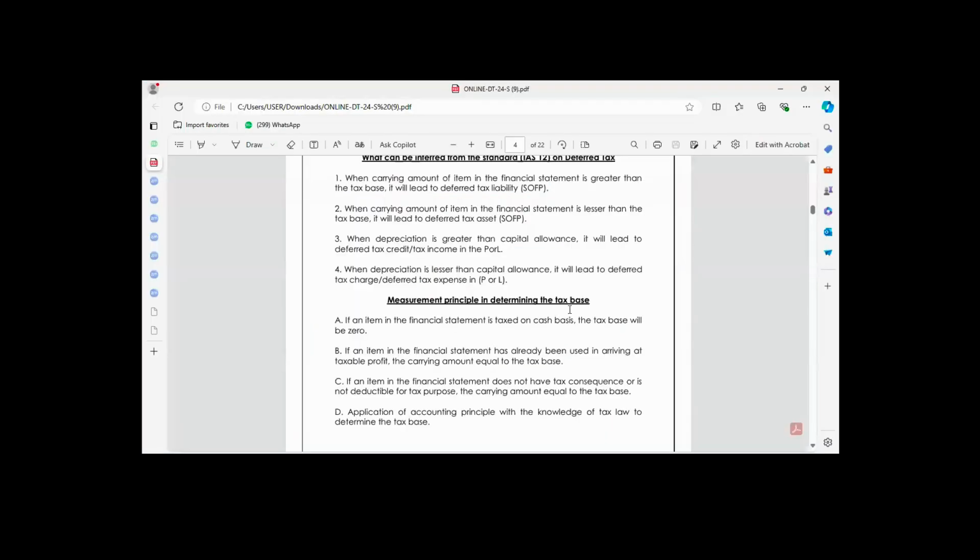Look here. Measurement principles in determining the tax base. This is what you will use. This is another way. I told you it's only 6 ways they can test you on the factors for your exam at this level. Number 1 way, they will say they bought an asset. They will give you rate of depreciation and the capital allowance. Is there anybody in this class that does not understand that one? That is the first way. The second way, they will give you depreciation and capital allowance.